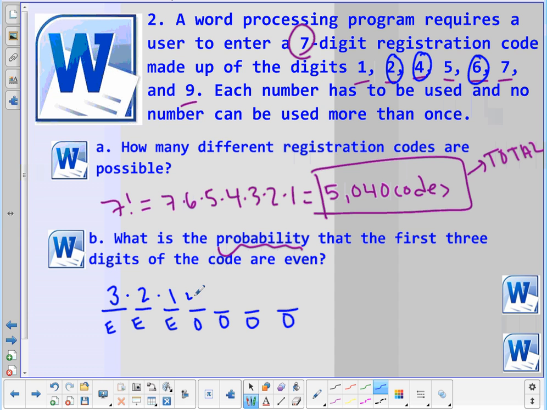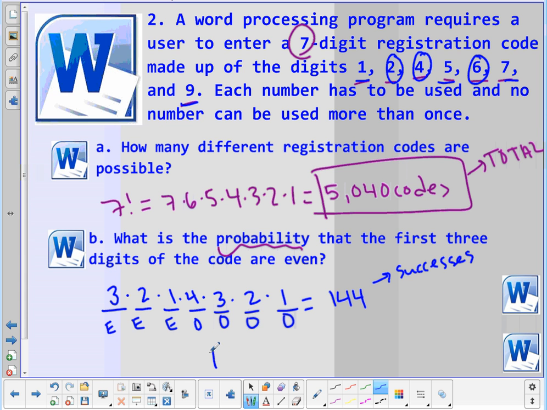I have 4 possibilities for an odd digit, 1, 2, 3, 4 odd numbers. Then once I use one, I have 3 left. Then once I use one, I have 2 left. Then once I use one, I have 1 left. So multiply that all together, 3 times 2 times 1 times 4 times 3 times 2 times 1, and I end up with 144. So those would be my successes.